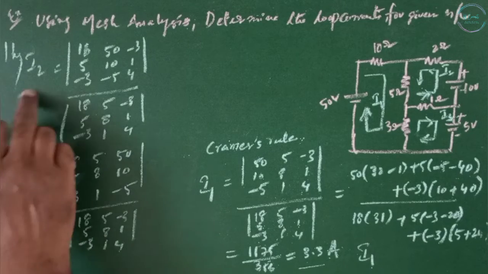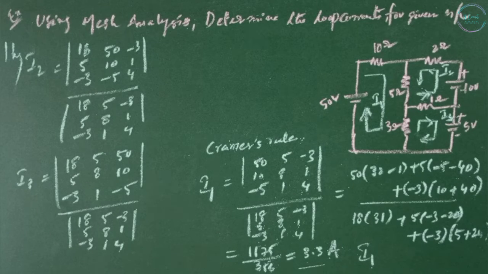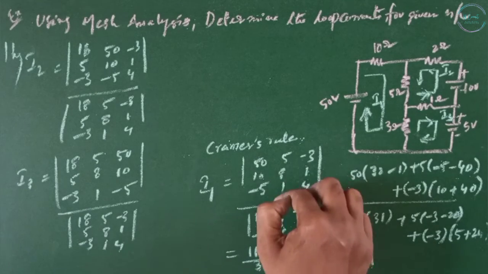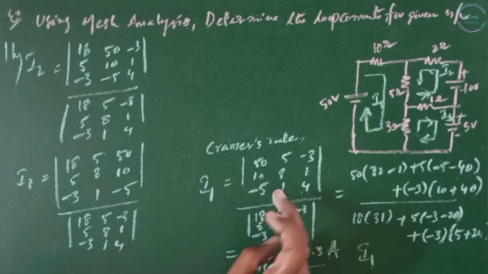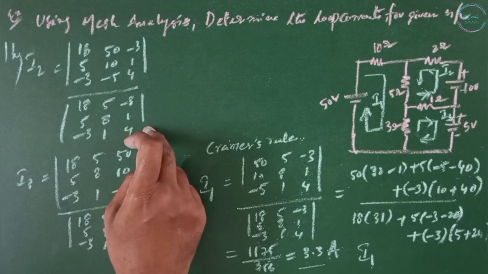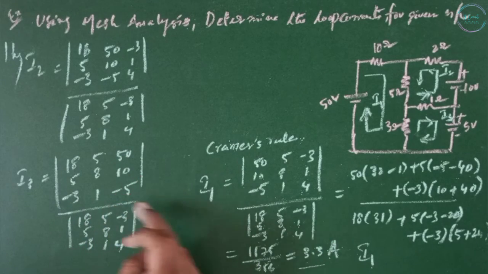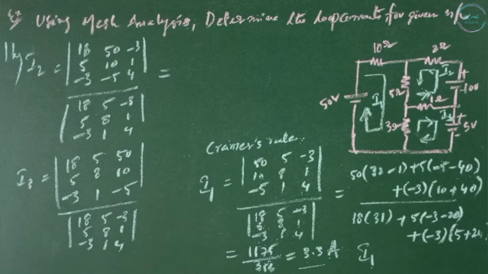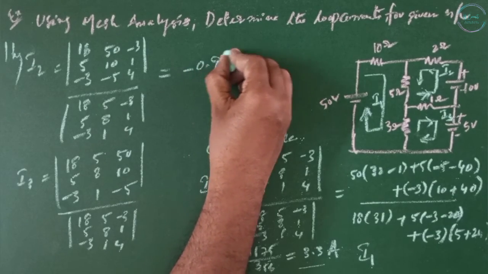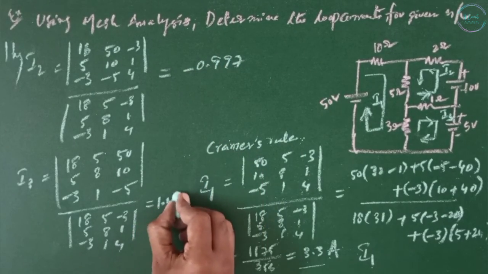Similarly, you can find I2 by simply replacing the middle column with the voltages, divided by the del of the same matrix. For I3, the third column is replaced with the voltages. If you solve this, you are going to get minus 0.997 and 1.47.